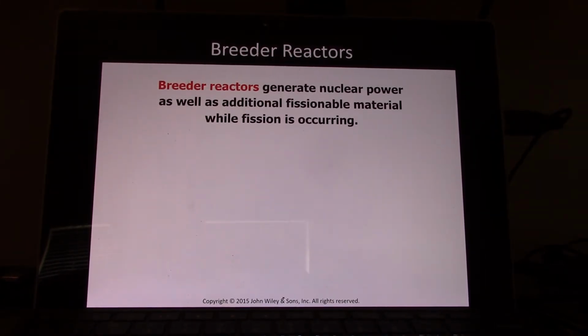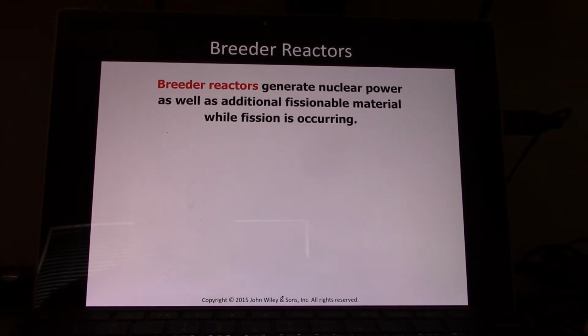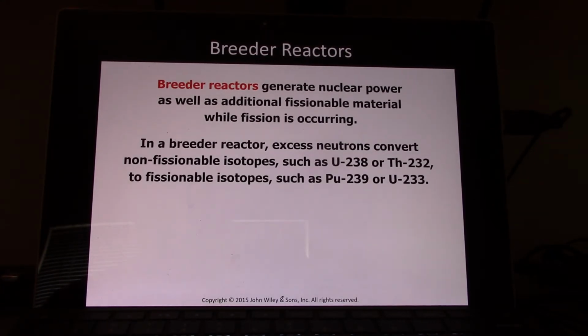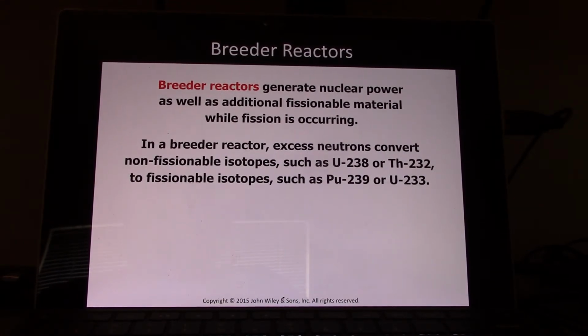Breeder reactors generate nuclear power as well as additional fissionable material while fission is occurring. So in a breeder reactor, excess neutrons convert non-fissionable isotopes like uranium-238 to fissionable isotopes. And so you get more isotopes that can undergo fission and produce more energy through nuclear fission.